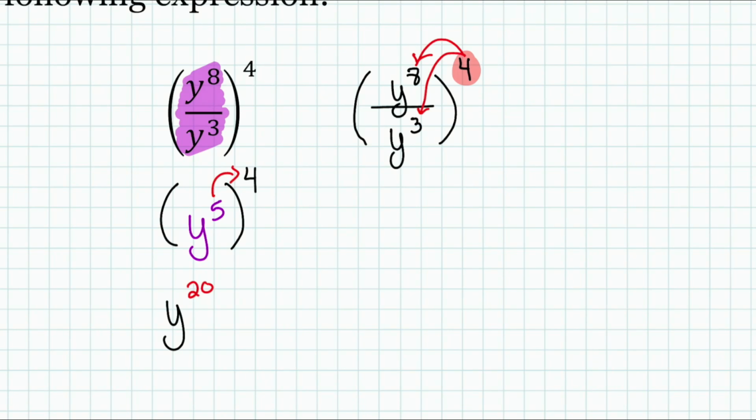So let me just show you what would happen here. When we apply the power of powers law first, here we go. We have y to the power of 8 to the power of 4. Multiply those powers. 8 times 4 gives us 32. So we have y to the power of 32. Next up, let's check out the y to the power of 3 to the power of 4. 3 times 4 gives us 12. So we have y to the power of 12 in the denominator. Now let's apply that quotient law. 32 minus 12 gives us 20.